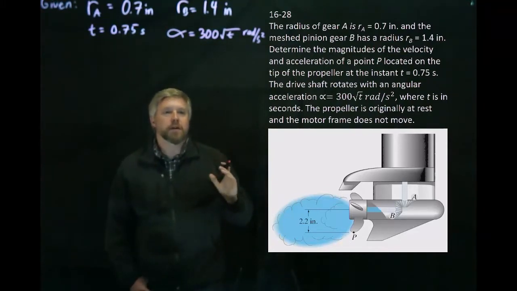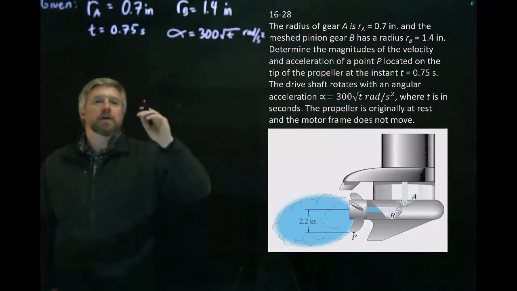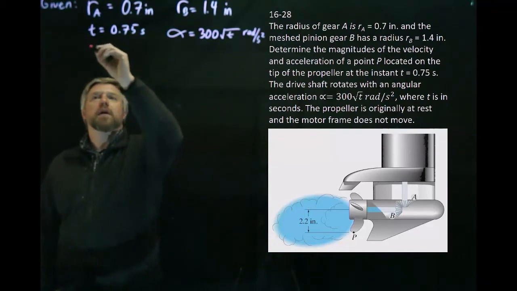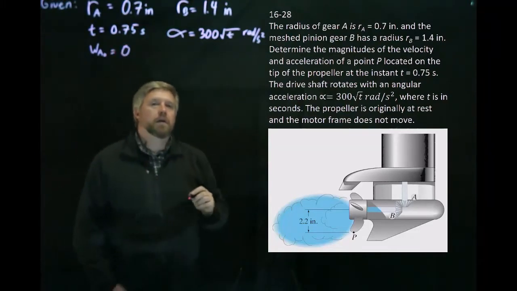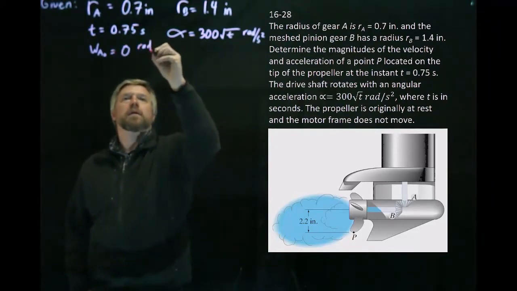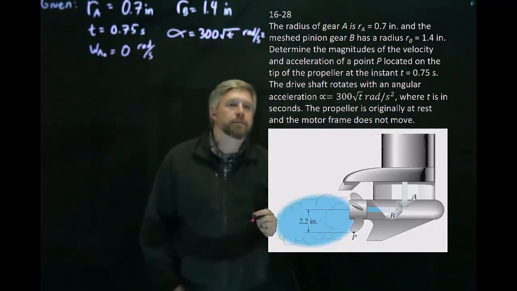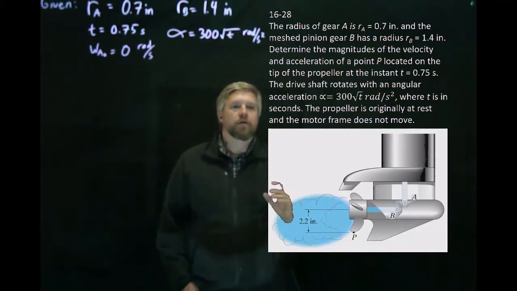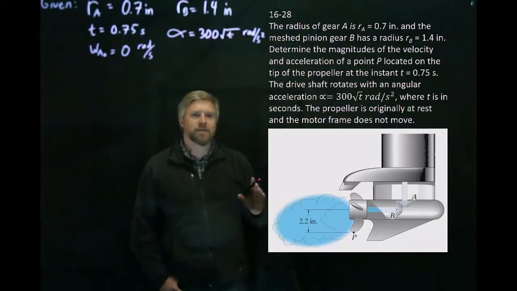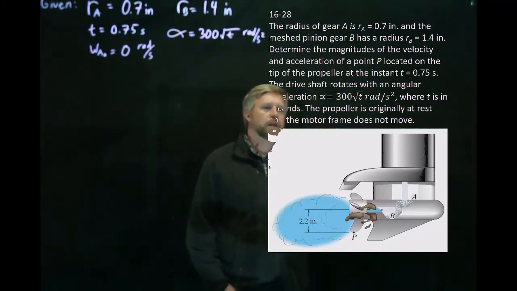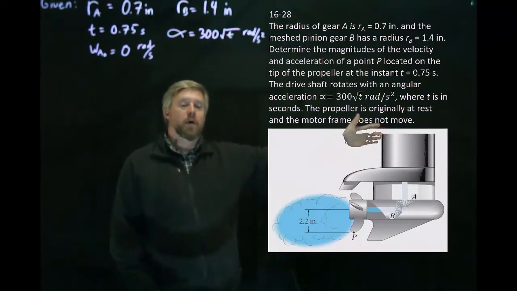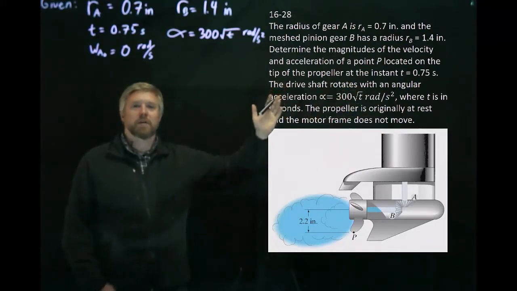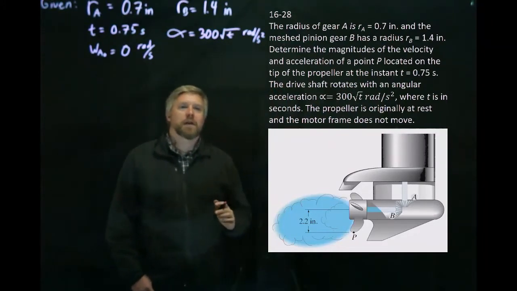The propeller is originally at rest. We need to put that up here too. So if the propeller is originally at rest, we're going to say that omega_A naught, and really omega_B naught, is equal to 0 radians per second. And the motor frame does not move. That's just telling us that there's no other motion besides what's happening in those gears. So we don't have to worry about a linear velocity of that boat going down. Maybe the boat's chained up or something. Okay, so that's all of the givens that we need.